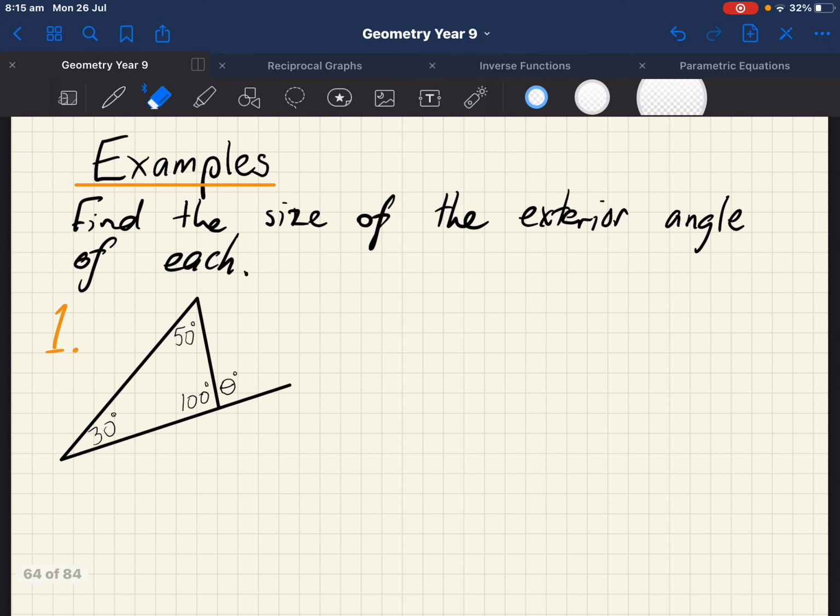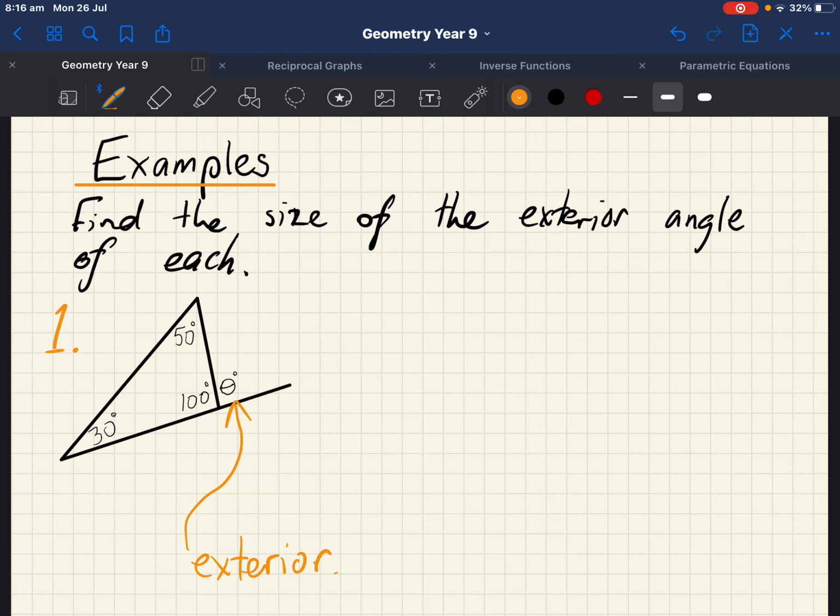Alright, so hopefully you're ready for our first example. So for these examples, we're going to be finding the size of the exterior angle for each. So it's going to be a series of different triangles. Each triangle will have one of the sides extended, creating this exterior angle. Alright, so hopefully we can all see where the exterior angle is. It is right here. And we're going to find the size of it.